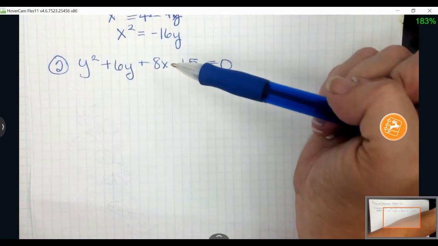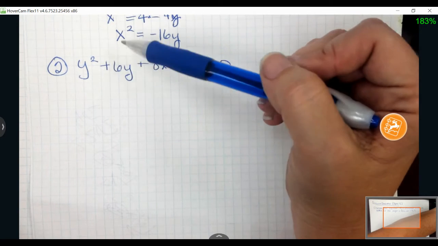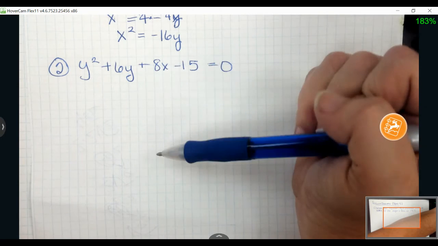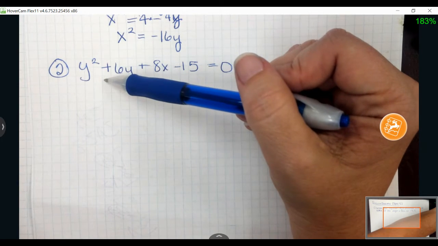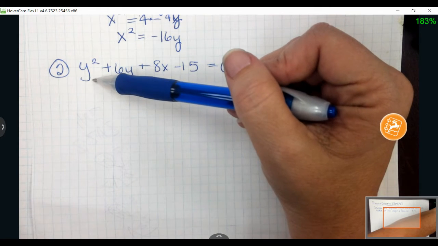Now, when I look at this, I know it's a parabola because I see the y squared. Because it's y squared, I know it either opens left or right. If that had been x squared, it either opens up or down.